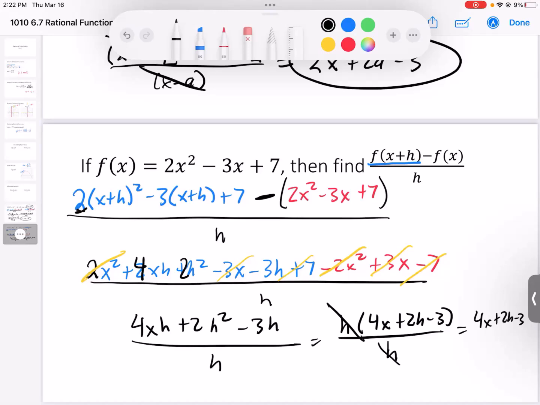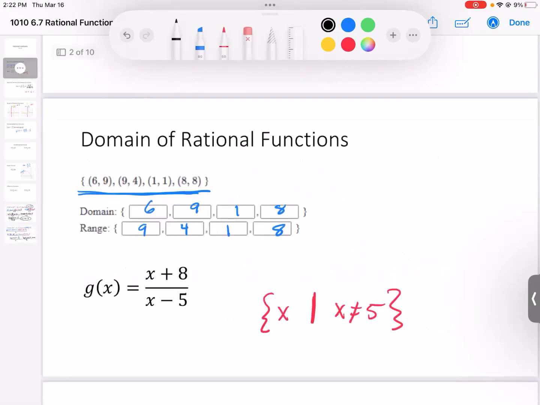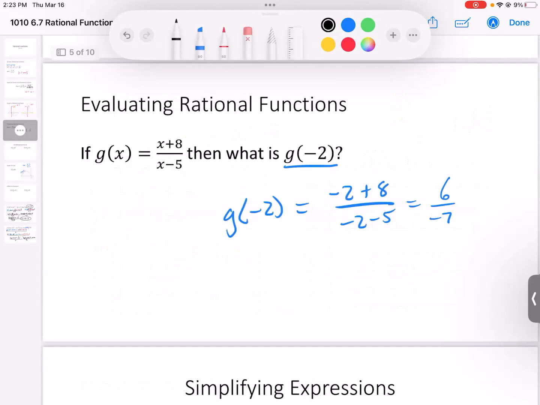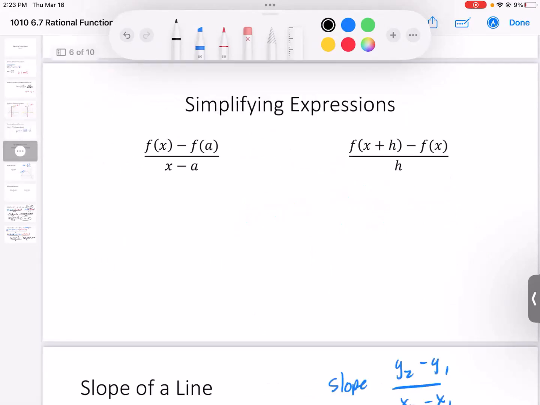Okay, awesome. So you basically have 3 different topics in this lesson. You have the fact that the domain is all of the possible x's except for the one that will create division by 0. You have graphs of rational functions, and then you have evaluating rational functions. And in those evaluations, you're going to have some complicated ones like this.